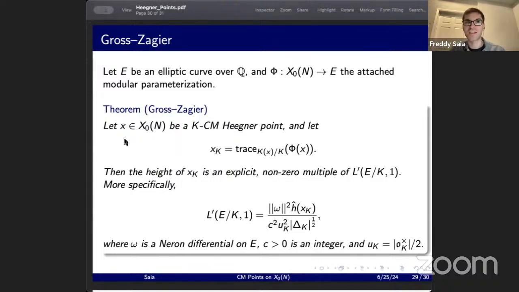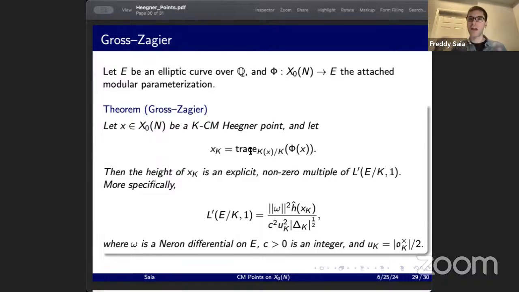Nowadays, we know there's an attached modular parameterization. Suppose you have such a parameterization, I'm calling that capital Phi. And then take a Heegner point upstairs with CM by K, and take its trace on the elliptic curve.